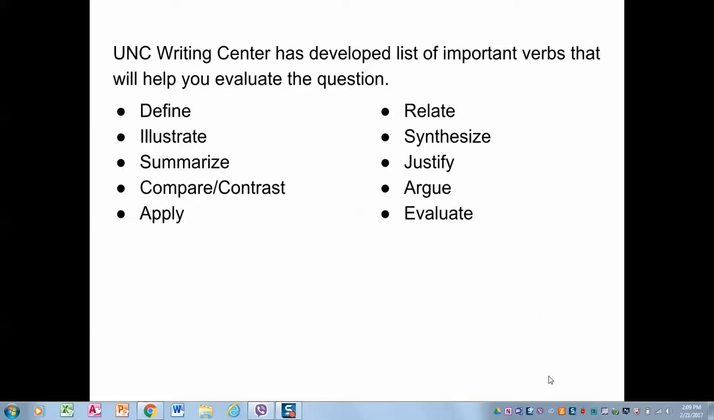And again, what you'll notice is that these, in a sense, often work through higher orders of thinking. So definitions: to define something, to illustrate is to provide examples, to summarize is to identify the key components, compare in terms of similarities, contrast in terms of differences, apply a concept, relate, find a connection, synthesize, bring together, justify and argue are making a stance. Either justify is typically a predefined stance, or argue is one that you choose, and then to evaluate.